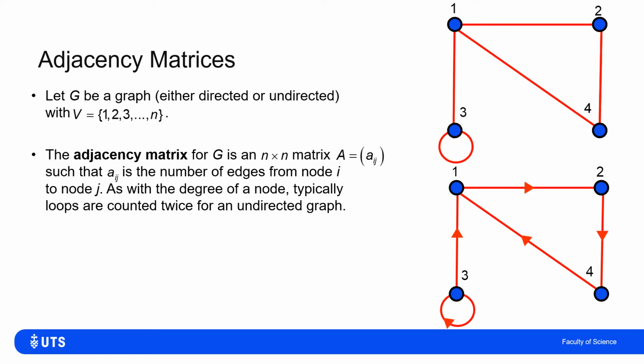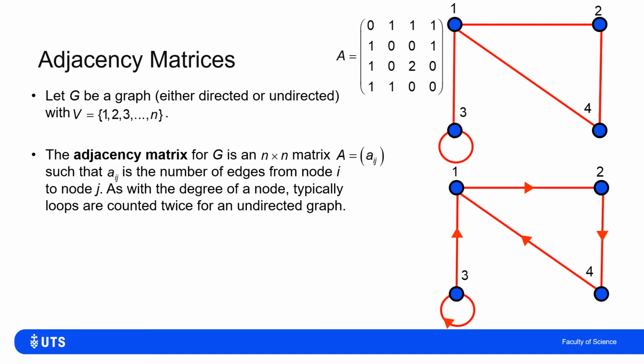So if there is an edge from i to j, then I would have a 1 in the ith row and jth column of the matrix. I'd have a 0 if there's no edge from i to j, and I'd have a 2 if it's a loop, so an edge between node i and node i in an undirected graph.